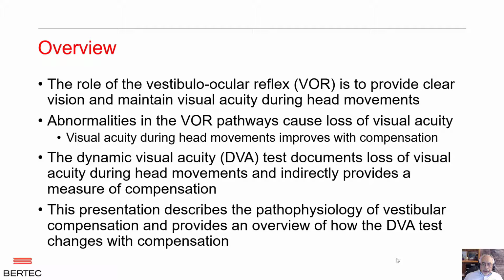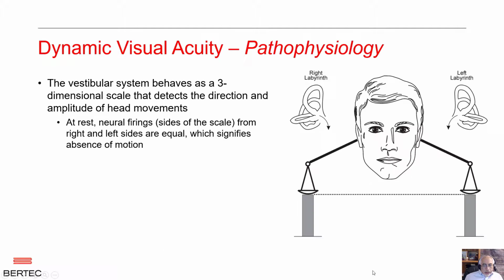The Dynamic Visual Acuity Test, or DVA, can document loss of visual acuity during head movements and can provide an indirect measure of compensation over time. In this presentation, I will discuss the pathophysiology of vestibular compensation and provide an overview of how the DVA test changes with compensation. The vestibular system behaves essentially as a three-dimensional scale.